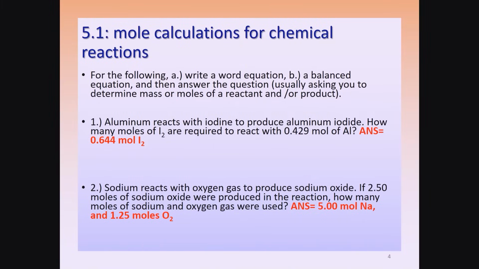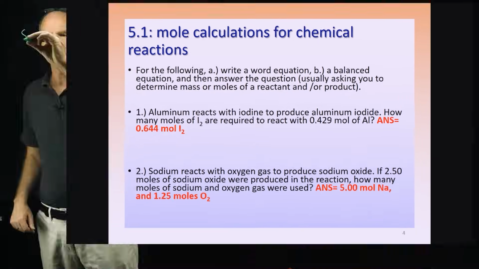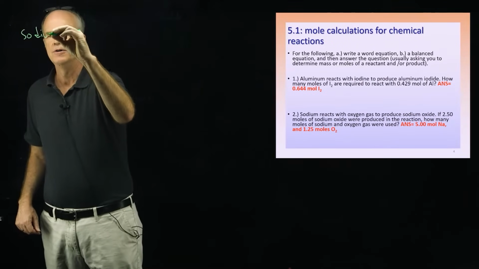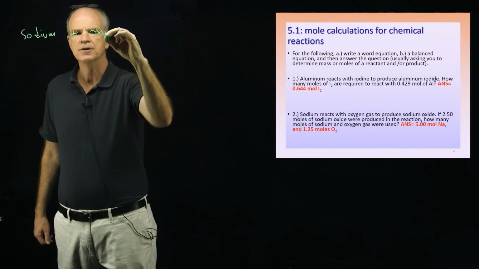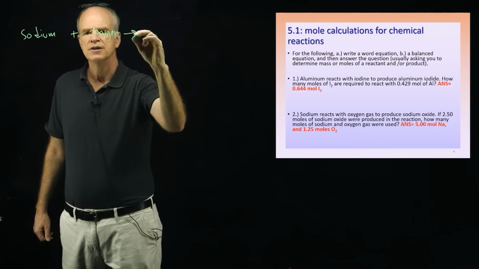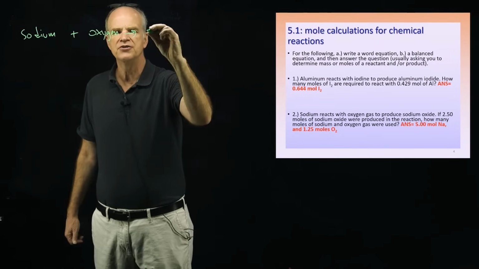Okay, so let's go ahead and do another one. Sodium reacts with oxygen gas to produce sodium oxide. If 2.5 moles of sodium oxide were produced in the reaction, how many moles of sodium and oxygen gas were used? Okay, so first off, we need to write out a word equation to describe this reaction. So we have sodium metal, so I'm just going to write sodium. And it's going to react with oxygen gas. And we're going to produce the compound sodium oxide.